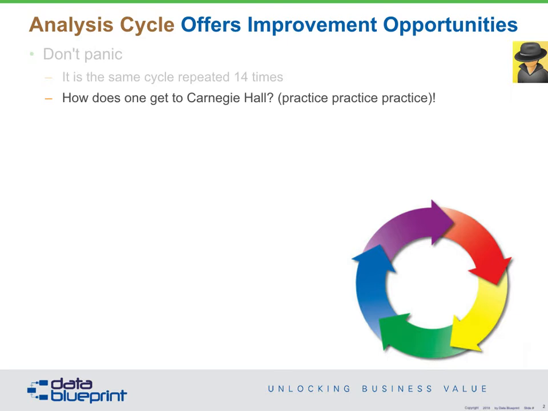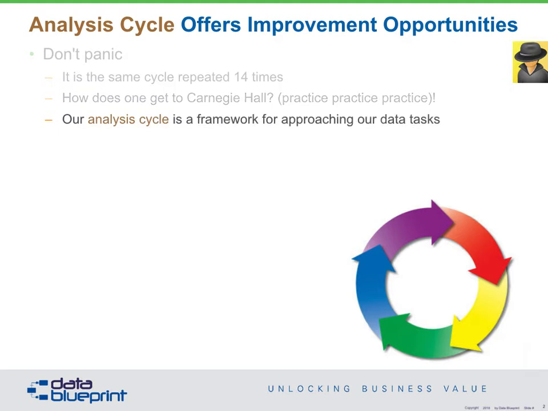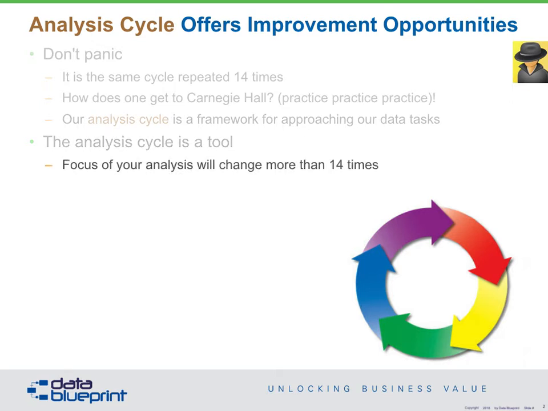Why, you might ask, well, how does one get to Carnegie Hall? And the answer is practice, practice, practice. So our analysis cycle is a framework for approaching the various data tasks that we're going to have. It is a tool, and it will allow us to focus our various analyses a number of different ways. In fact, more than 14 different times if we do it correctly.